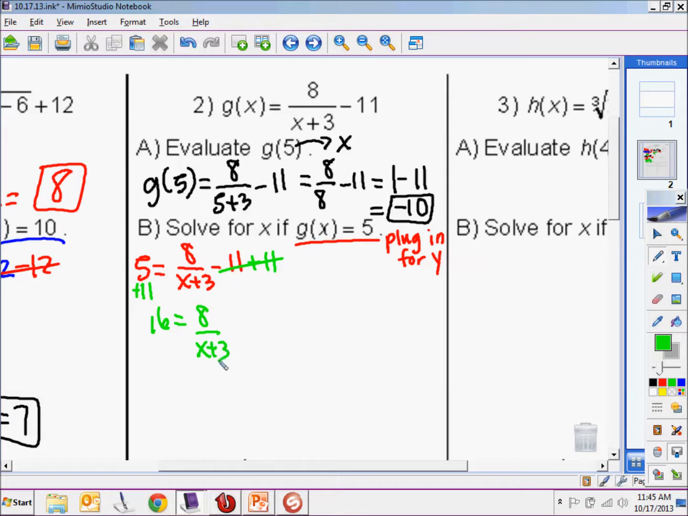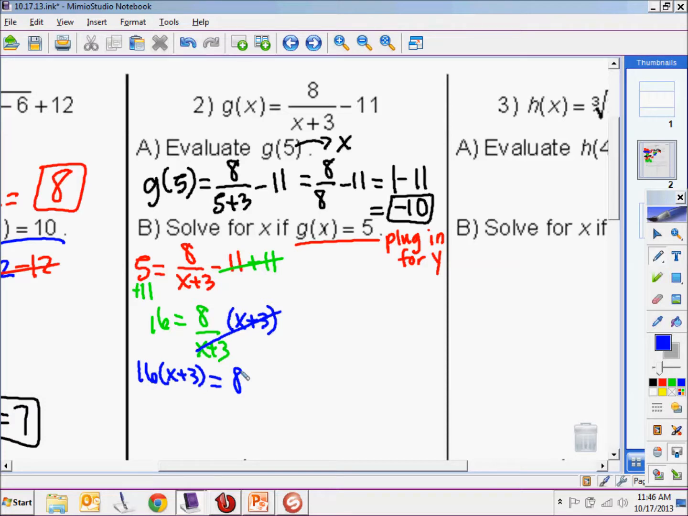How do I move a binomial out of the denominator? Multiply. I would multiply by the reciprocal, but it just means that there's a 1 beneath. So is it necessary for me to write that? No. What I do to one side, I have to do to the other. So now I have 16 times x plus 3 equals... What's left? 8. I have two choices here. I can distribute the 16 or I can divide by the 16. Either way, I'm going to end with the same answer.